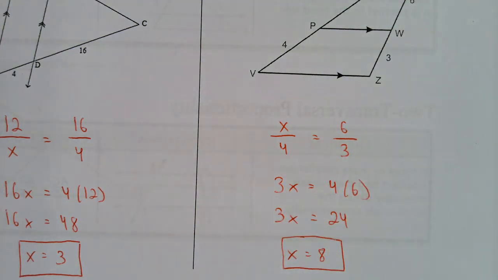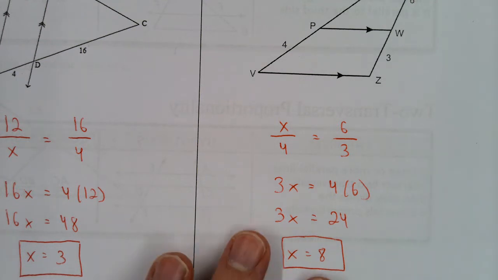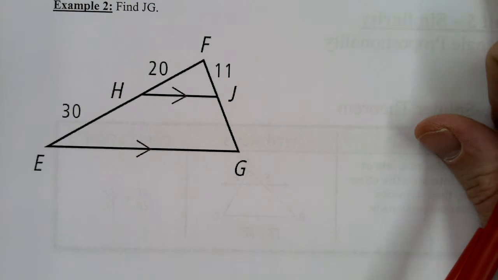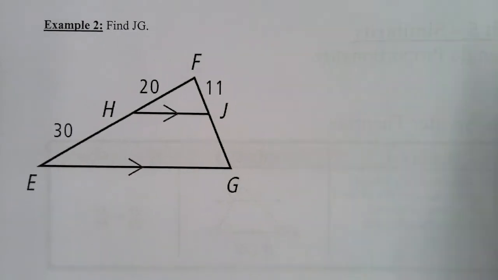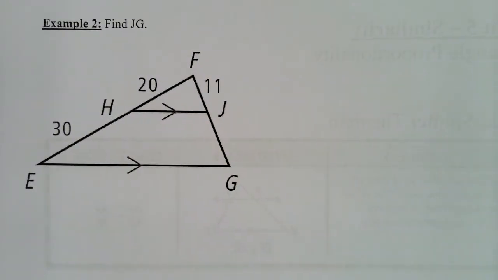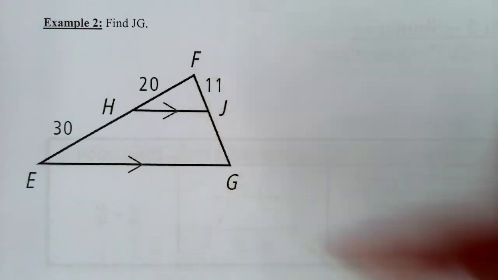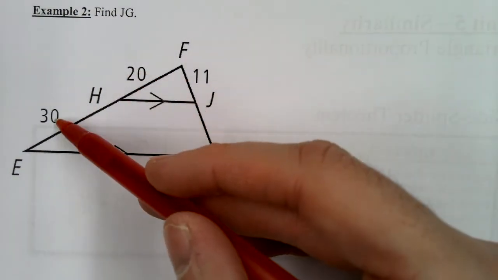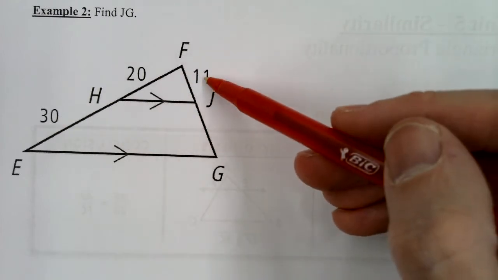Okay. So like I said, the first half of this lesson is not that bad. Example 2, find JG. So I'm going to use the side splitter theorem again because we know that this side is parallel to this side. So I'm going to do 20 over 30 equals 11 over JG.